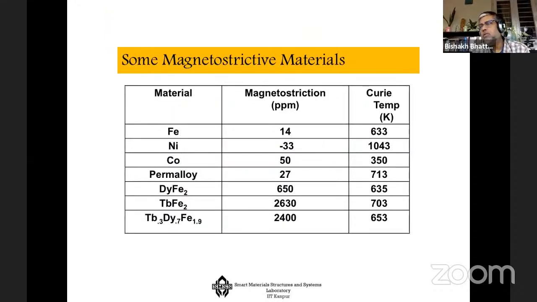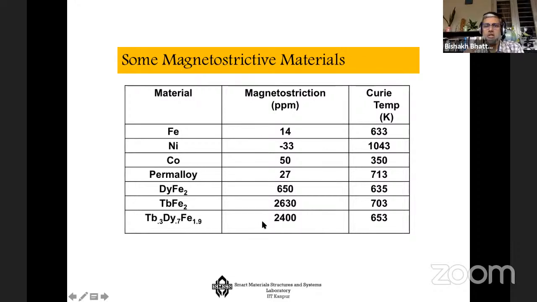Now, similar to piezoelectric material, this effect was also known to people for the last 200 years, but it's only recently that people have been able to understand that by adding these rare earth materials of different types, terbium, dysprosium, and many other materials like gallium, to iron, and mixing them in different stoichiometric ratios, you can get a large striction.